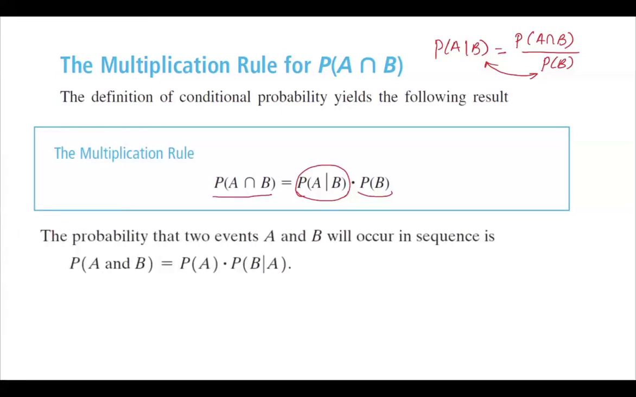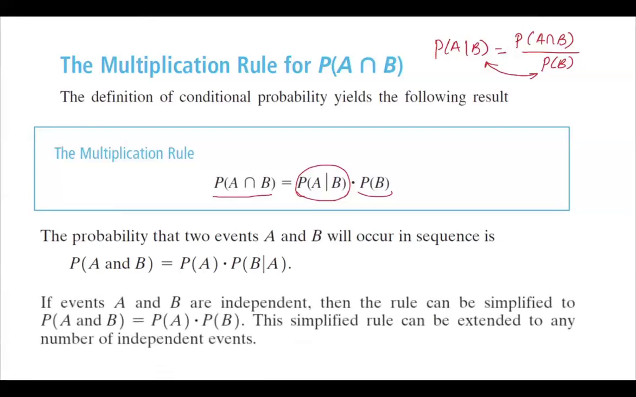The probability that two events A and B will occur in sequence is the probability of A and B. So remember that "and" and intersection have the same meaning, which is equal to the probability of A times the conditional probability of B given A. If events A and B are independent from each other, as we saw before, then the rule can be simplified. The probability of A and B, which is the probability of their intersection, equals probability of A times probability of B.